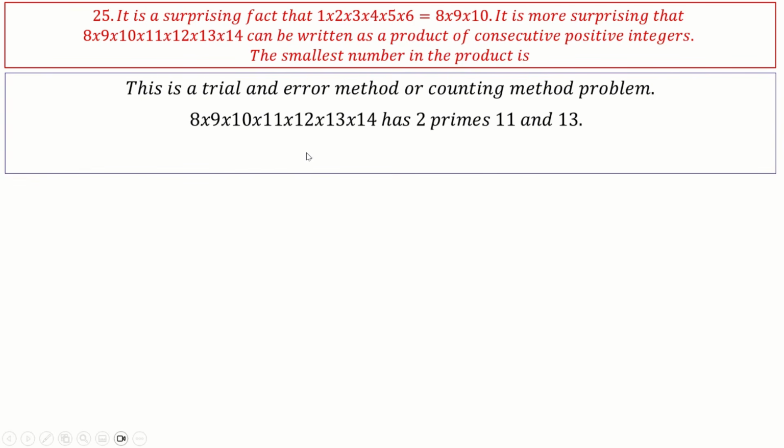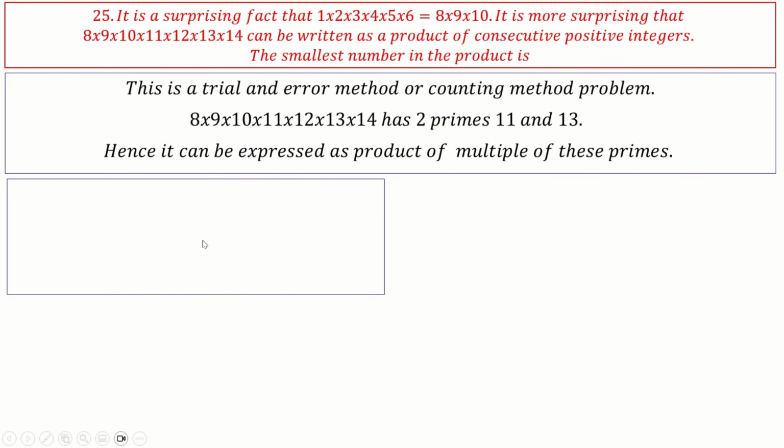So start looking at multiples of 13 and then rewrite the product. Okay, so let's start with, let's say, 13. Okay, 26. 13 multiple is 26, right? So start with that.